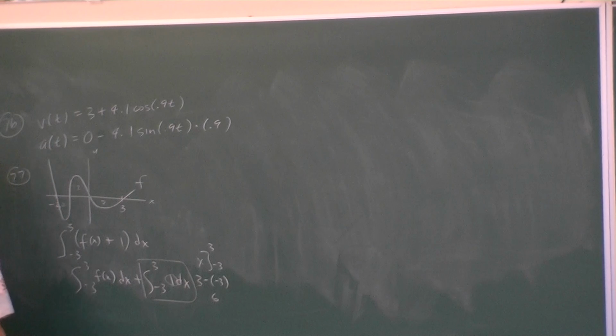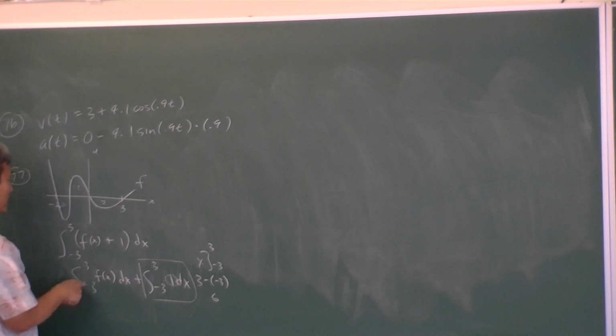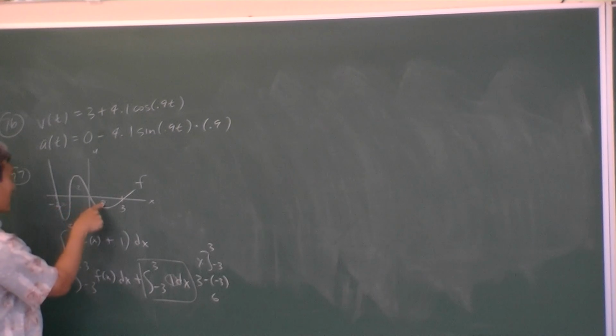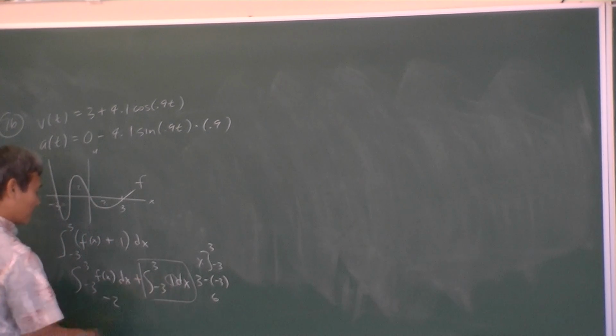And if this is the graph of f, the integral from negative 3 to 3 tells you the area. But since these two are below the x-axis, they're going to count negative. So negative 2 plus positive 2 plus negative 2 is negative 2. So negative 2 plus 6 is 4.